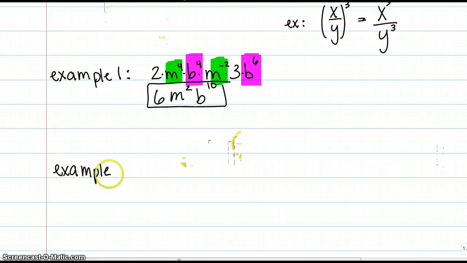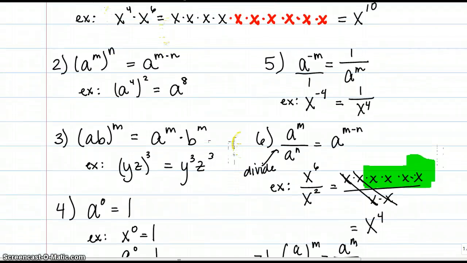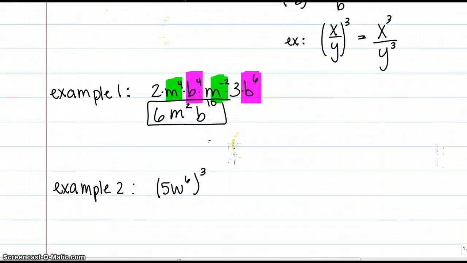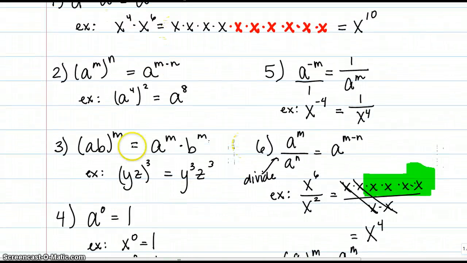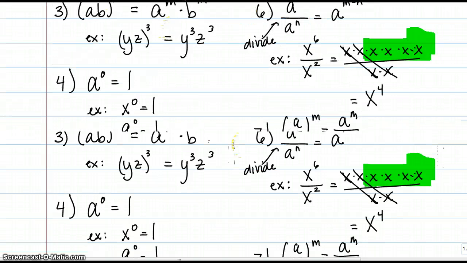Example 2. If I have 5w to the 6th, all raised to the 3rd power, remember back to rule number 2. Anything inside parentheses raised to a power, you can multiply exponents. So the first thing we need to do, okay, so let me rewind for just 1 second. It combines rule number 2 and rule number 3. So I have two different values inside the parentheses in the given problem, and I'm raising them to a power.